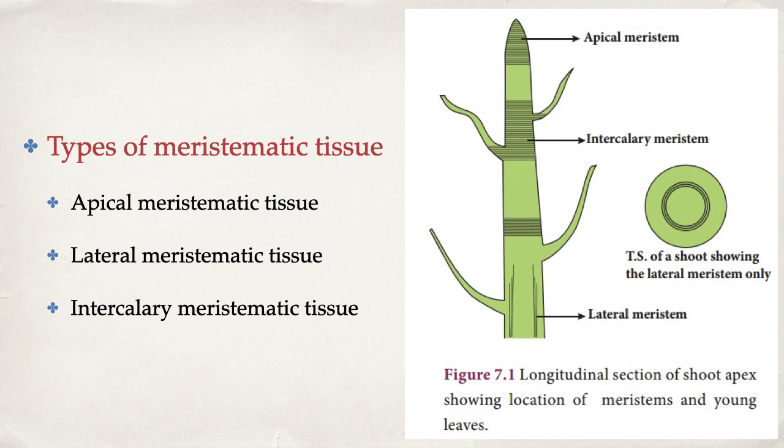Now coming to the intercalary meristems, areas from which a branch, leaf or a flower grows are called intercalary meristematic tissue. That means intercalary meristematic tissue gives rise to the growth of the stem, branch, leaves, flowers, etc. Intercalary meristematic tissue is also called cambium. You can visualize the three types of meristematic tissue in this figure.